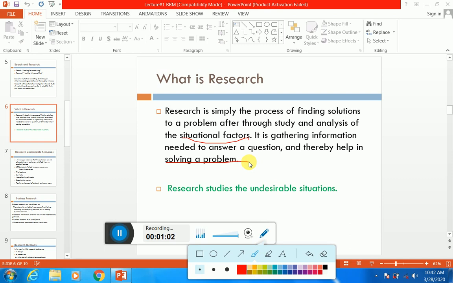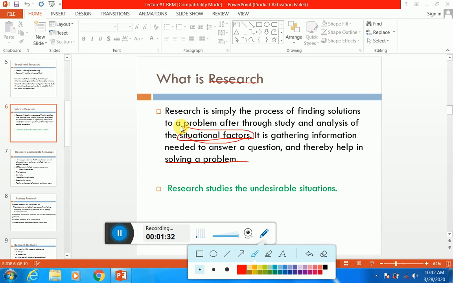It is a process where we dig out a problem and then find all the solutions or alternatives through which we can resolve a problem, a particular phenomenon. This process of investigation to find a solution to a particular problem is simply known as research. In this definition, we have used the word situational factors.